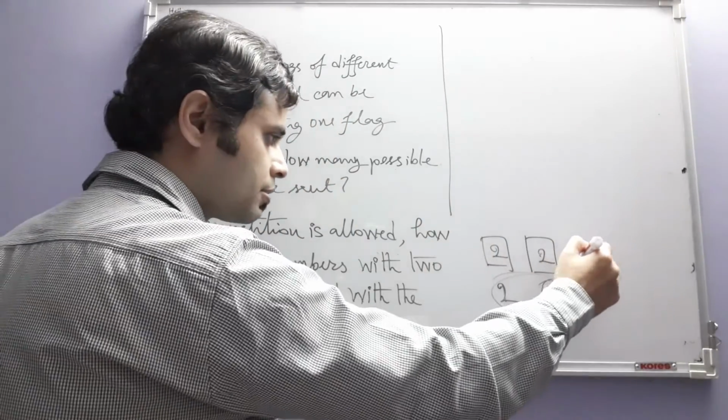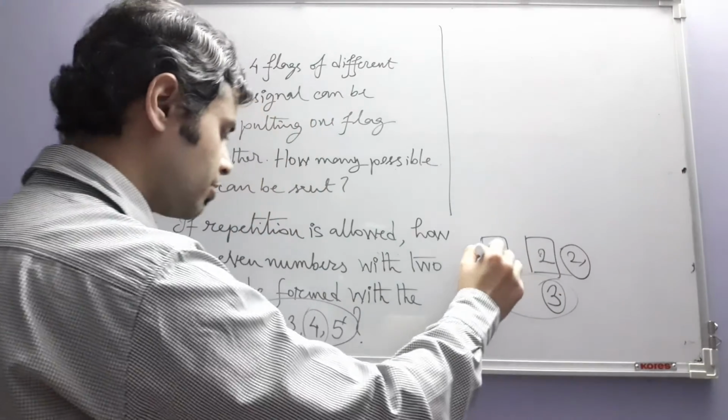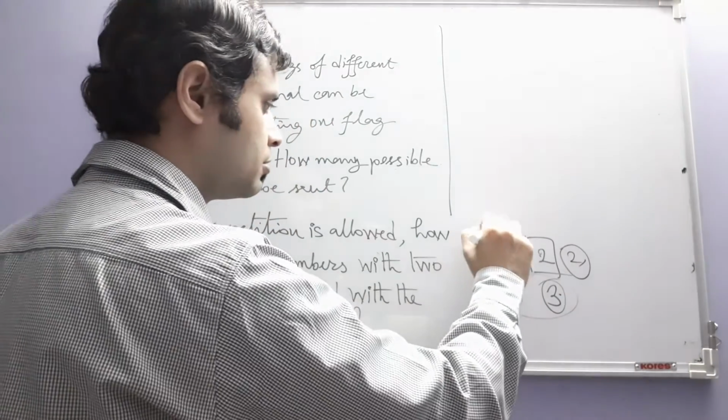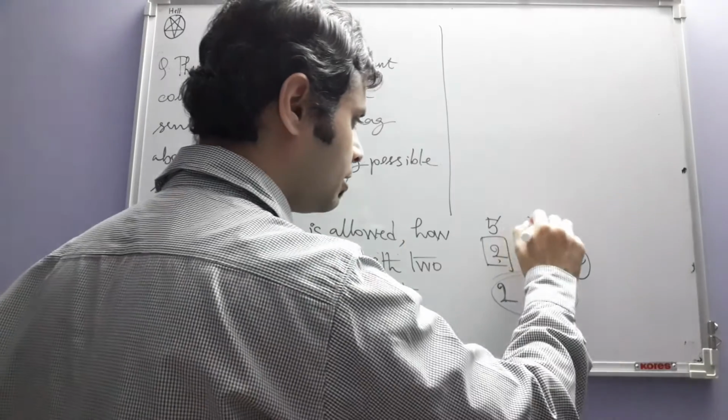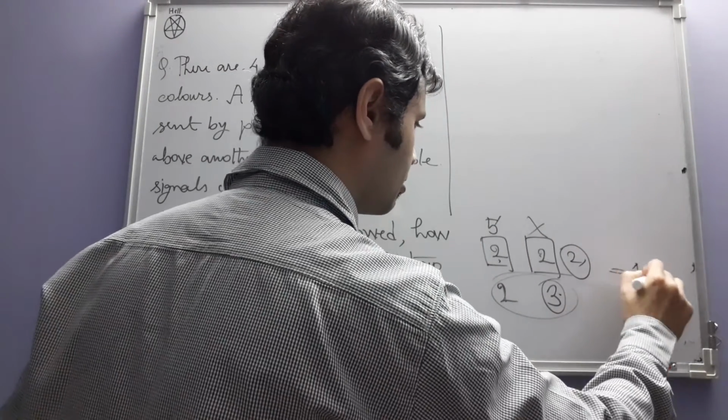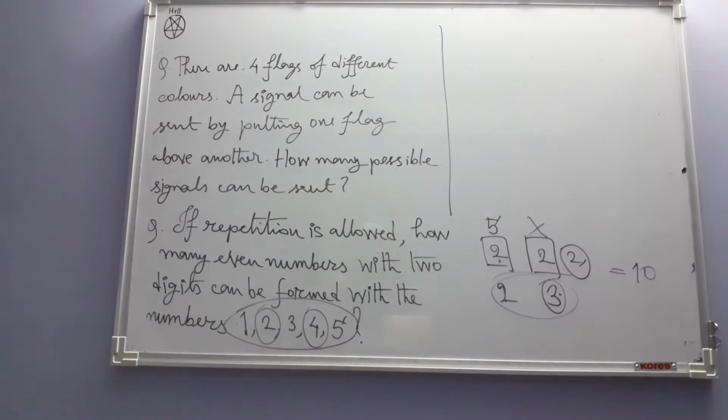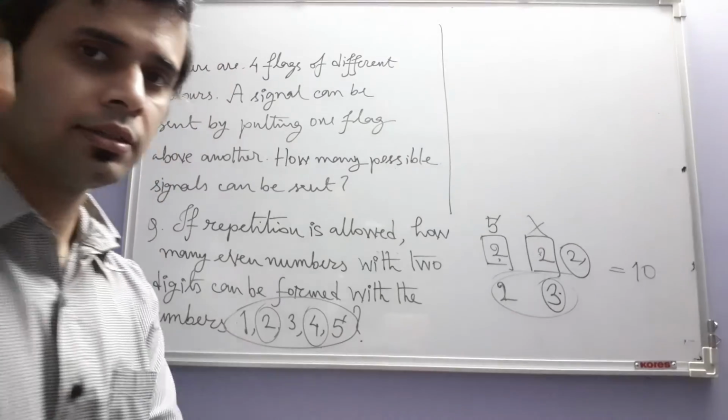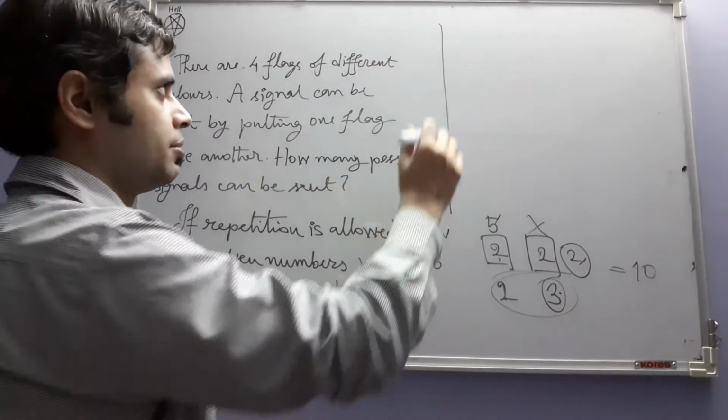So for this place I have 2 choices, for this place I have 5 choices. So together they give me 10 numbers. If we want, we can actually write those 10 numbers and see that they are really 10.